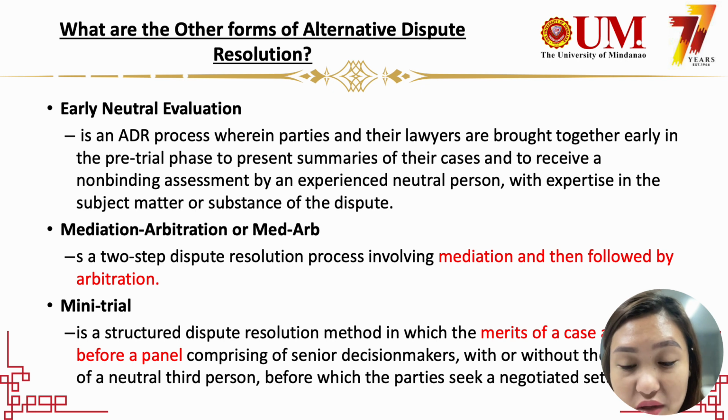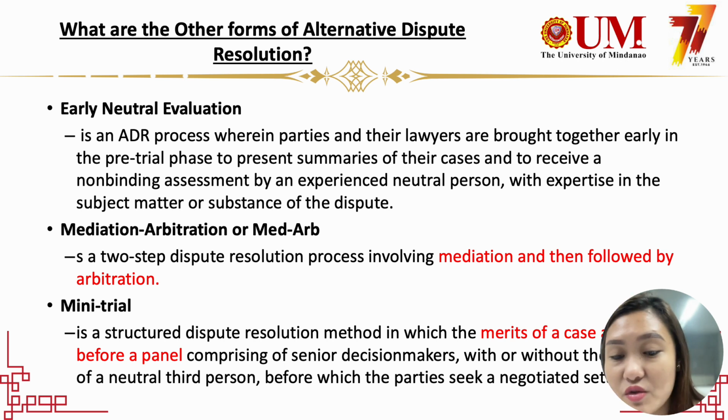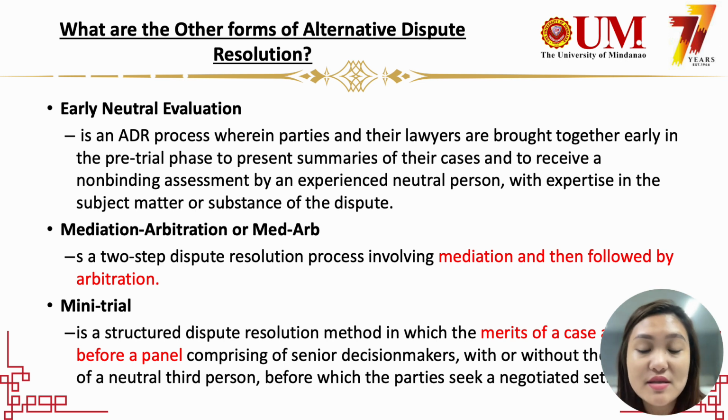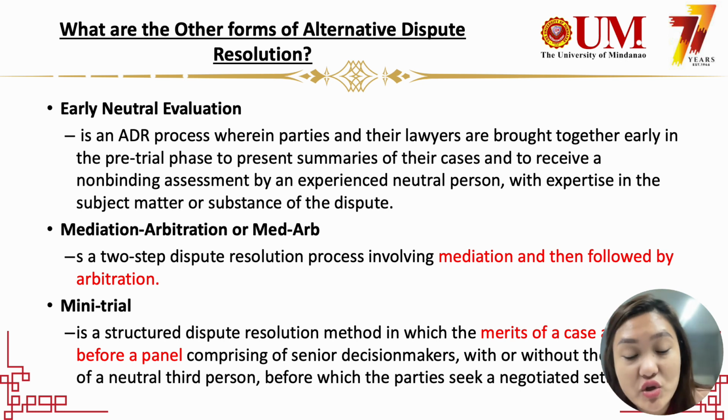So when we say early neutral evaluation, you are presenting the case to an expert wherein you hear the opinion of that expert about the dispute, whether there would be a positive or negative outcome, just in case you're going to file the case into the court. And when we say mediation-arbitration or med-arb, it's a two-step dispute resolution process that involves mediation first. After mediation, if the concern is still not resolved, then it is followed by the arbitration.